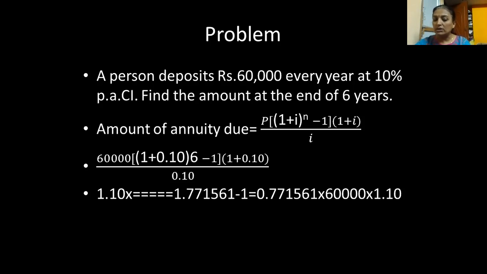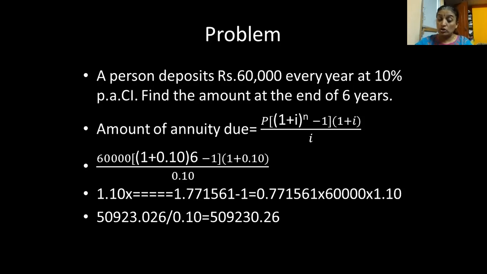And 60,000 is also there. All these things should be multiplied, and you will get 50923.026, and divided by 0.10. That is 5,09,230.26, which is the amount at the end of 6 years. At the end of 6 years, it is the amount. We are getting the amount here.